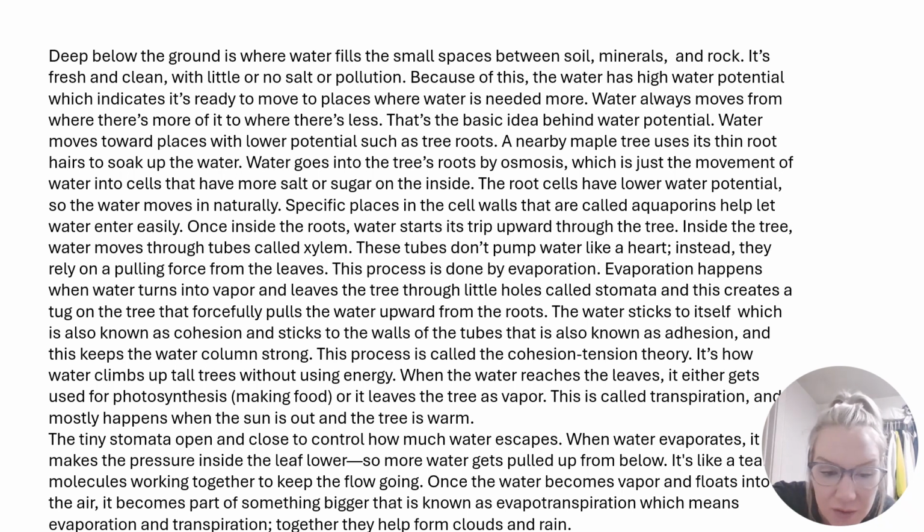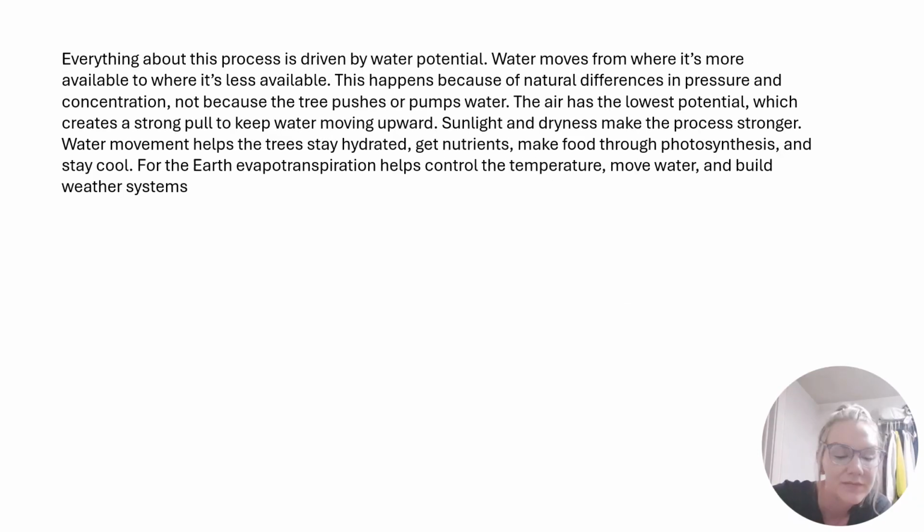Once the water becomes vapor and floats into the air, it becomes a part of something bigger. That is known as evapotranspiration, which means evaporation and transpiration. Together, both of those form clouds and rain. And everything about this process is driven by the water potential. Water moves from where it's more available to where it is less available. This happens because of natural differences in pressure and concentration, not because the tree pushes or pumps water.